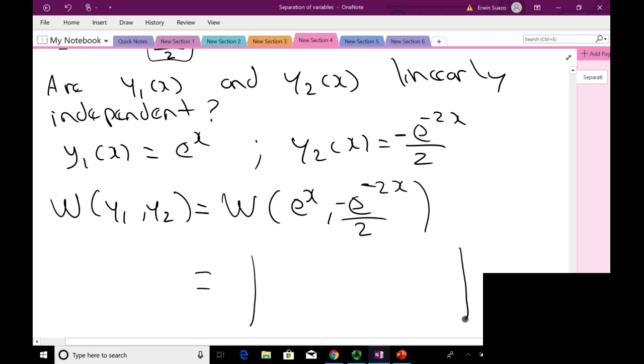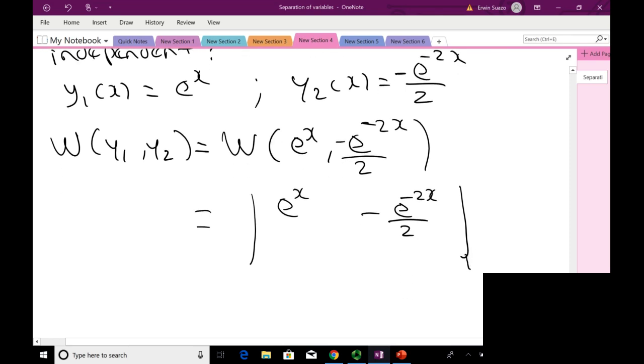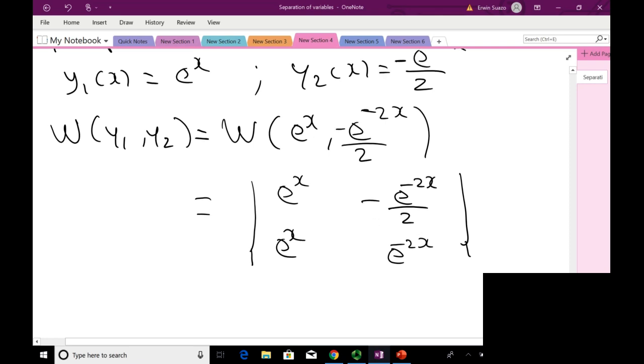So are they linearly independent? How can I check? Take the Wronskian. So we need to do the Wronskian of y1 with y2, or if you want, the Wronskian of e to the x and minus e to the minus 2x divided by 2. So you put the two functions, then find the derivatives. The derivative of e to the x is e to the x. For the other one, we put the minus 2 down, so minus 2 times minus is 2, divided by 2 is just 1, so it stays e to the minus 2x.